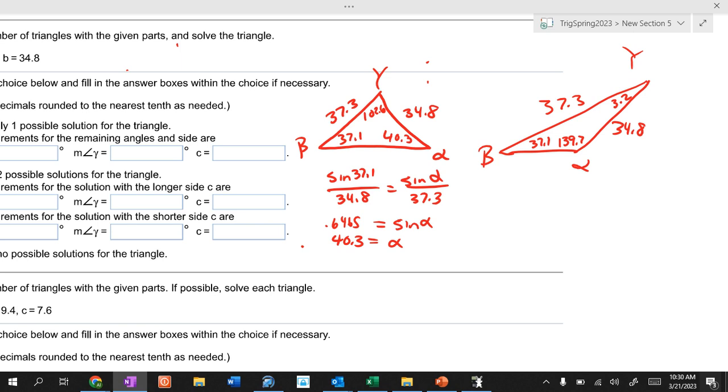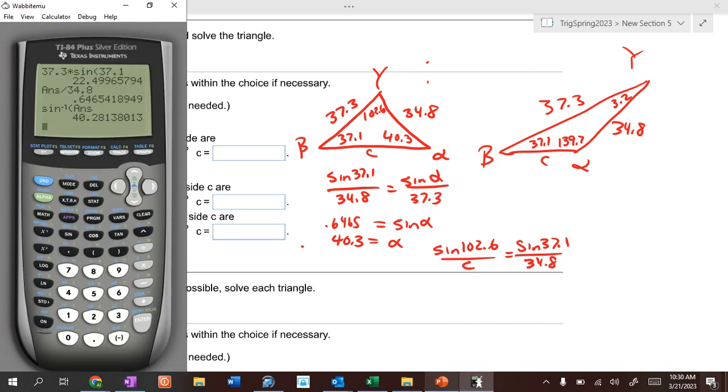Okay. So then, knowing that, now we can use the law of sines to figure out what side C is here and what side C is here. Over here, the sine of 102.6 over C equals the sine of 37.1 over 34.8. So 34.8 times the sine of 102.6 divided by the sine of 37.1 is 56.3.